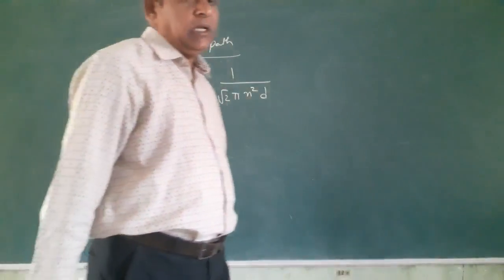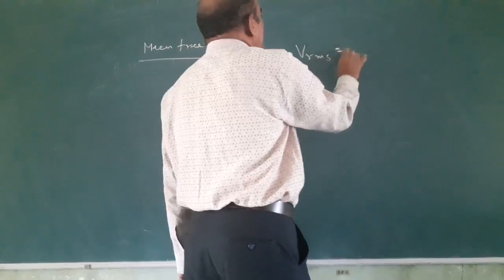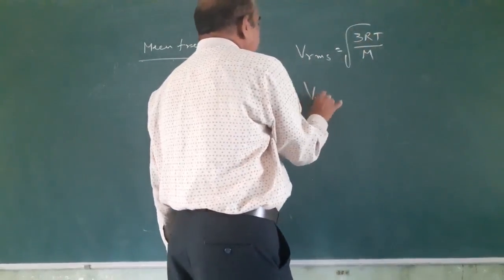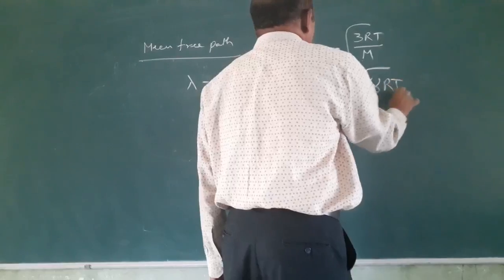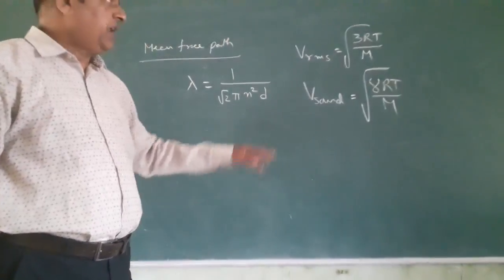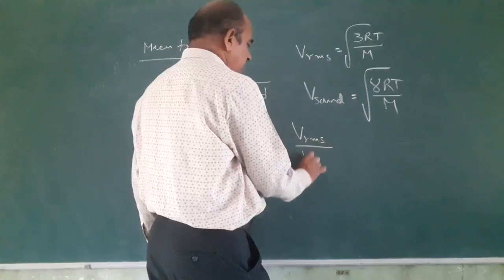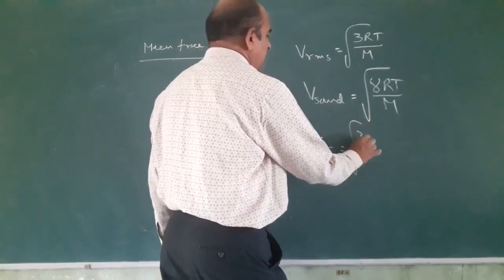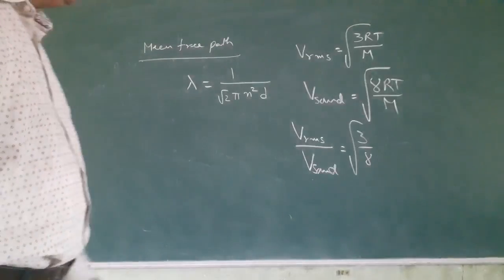So this is about the kinetic theory of gases. And Vrms is equal to root of 3RT by m. The velocity of sound in a gas is equal to root of gamma RT by m. Therefore, the ratio of these two, Vrms by V sound, is equal to root of 3 by gamma. One important concept.